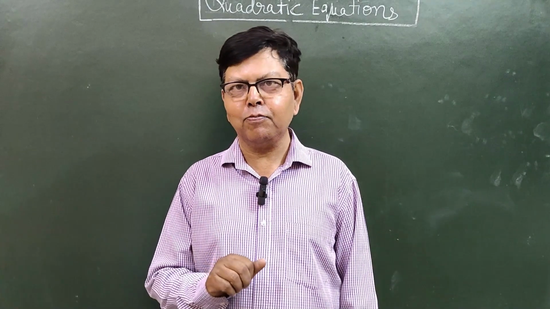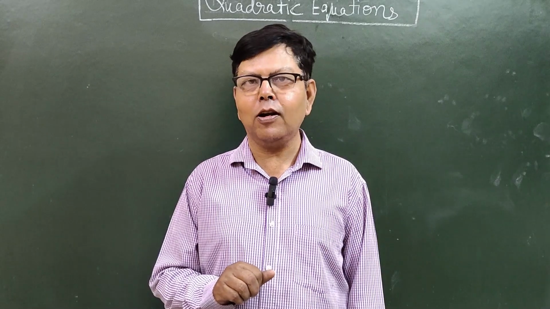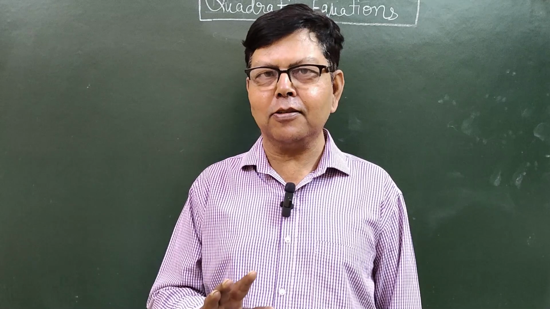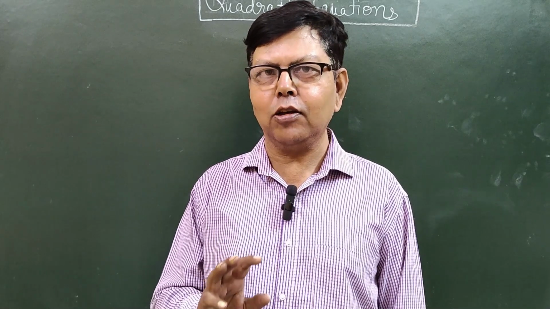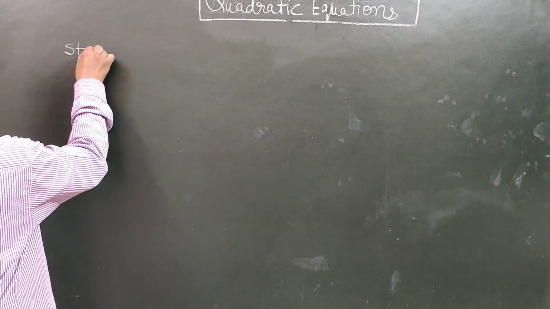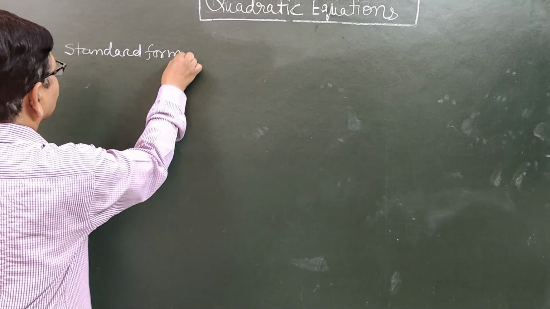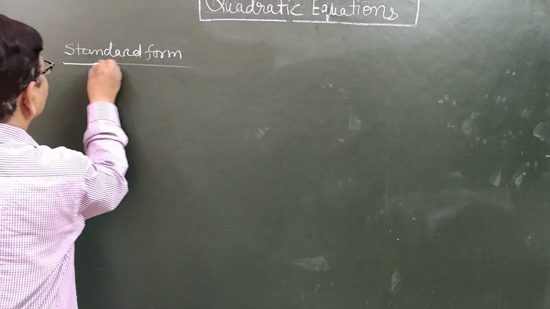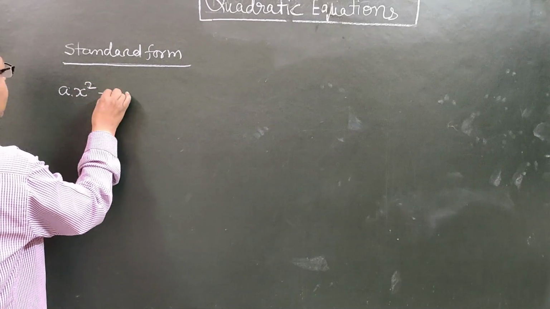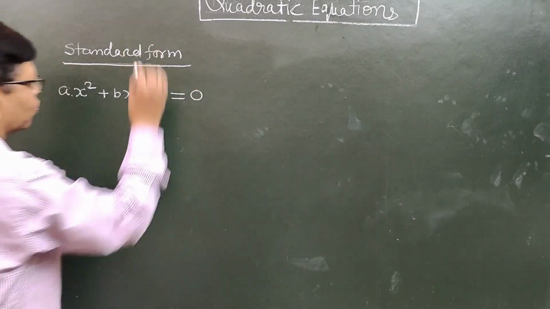हेलो स्टूडेंट्स। आज हम डिस्कस करेंगे एक इम्पोर्टेंट चैप्टर क्वाड्रेटिक इक्वेशंस। सो फर्स्ट लेट अस अंडरस्टैंड व्हाट इज द स्टैंडर्ड फॉर्म ऑफ क्वाड्रेटिक इक्वेशन। स्टैंडर्ड फॉर्म ऑफ क्वाड्रेटिक इक्वेशन is ax square plus bx plus c equal to 0.